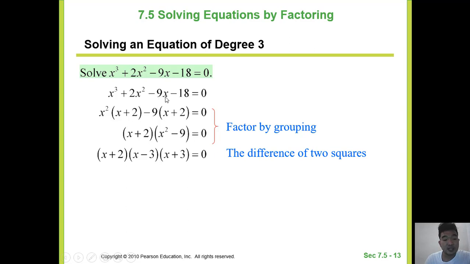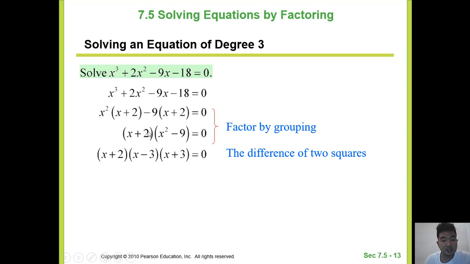The common factor of negative 9x and negative 18 is negative 9. So negative 9x divided by negative 9 is positive x. Negative 18 divided by negative 9, that's positive 2. And as you can see, we have here a common factor, which is x plus 2, so we can rewrite x plus 2 as 1 here, and the other factor is x squared minus 9. So we will write x squared minus 9 here.